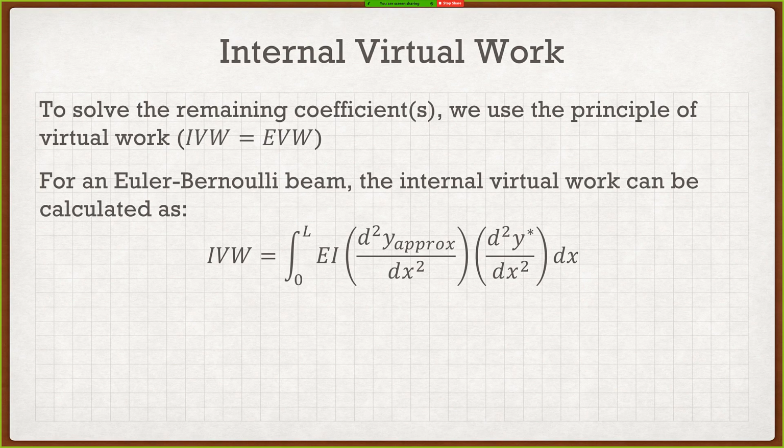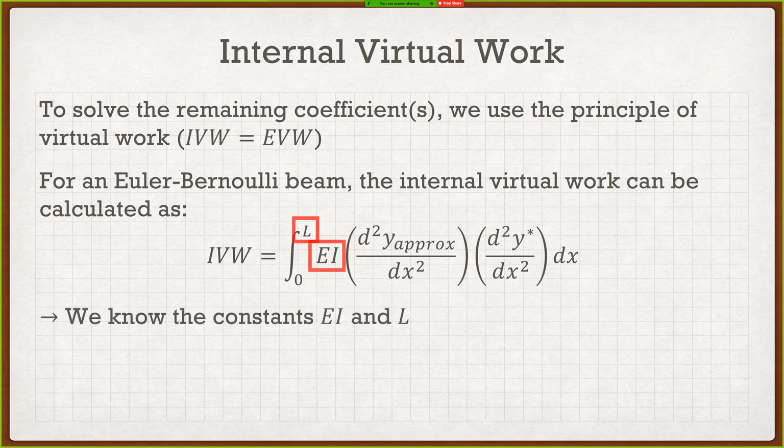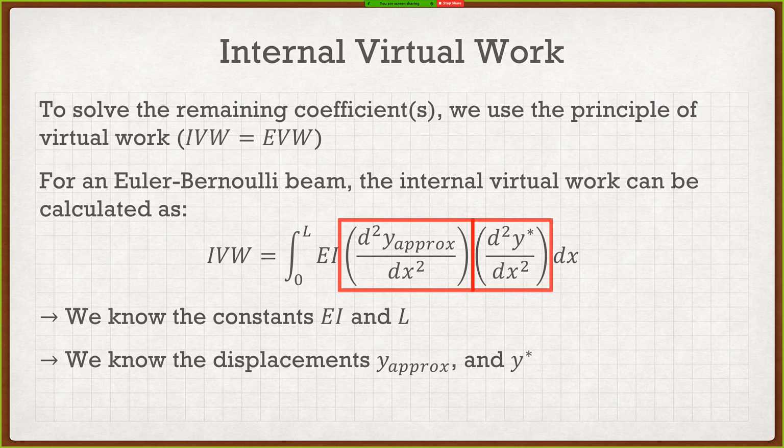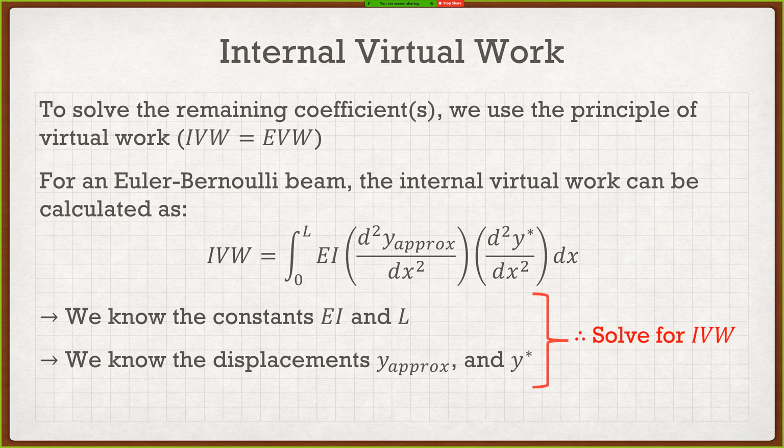Although this looks a little bit crazy, let's look over the parameters. First, we have EI and L. We know both of those. Those are constants, given in the question, so no problem at all. But how about the two displacements? Our approximate displacement function, we know that. We defined that on the last slide. Our virtual displacement function, y star, we also defined on the last slide. So we know everything inside this integral. Therefore, all we have to do is substitute everything in, and we're going to solve for that virtual work. So that's nice and easy.